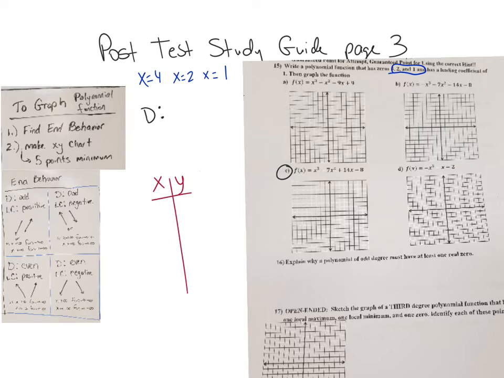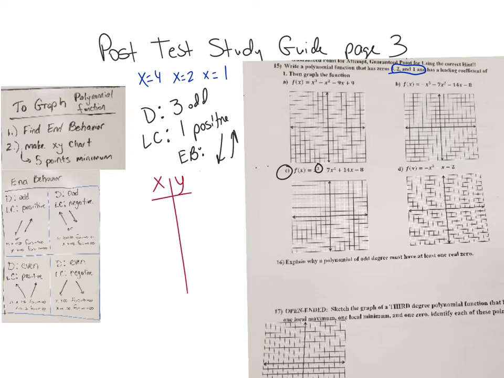Before you do the XY chart, I like to do my end behavior first. The degree of this is 3, which is odd. The leading coefficient is 1, which is positive, which tells me the graph should go down to the left and up to the right. That just tells me how my graph should finish.